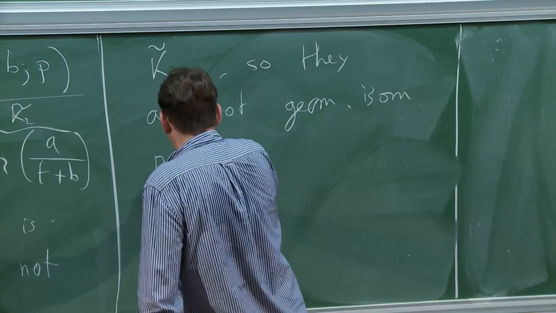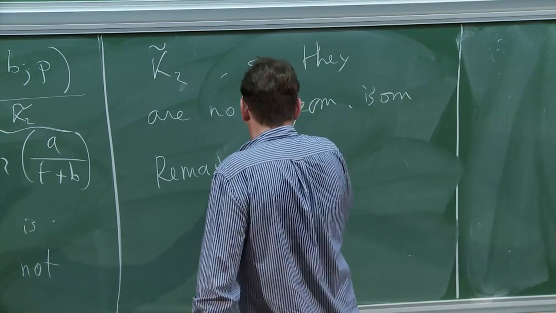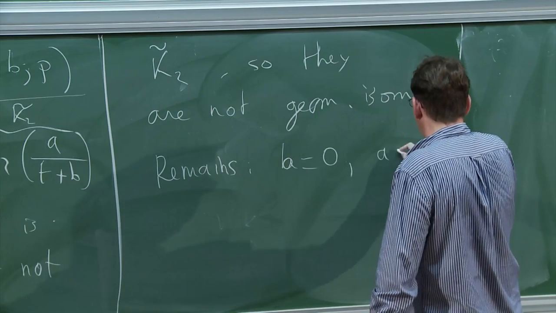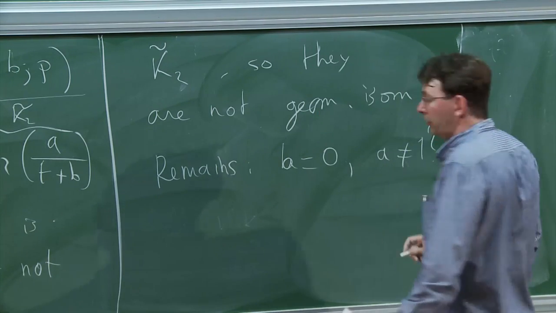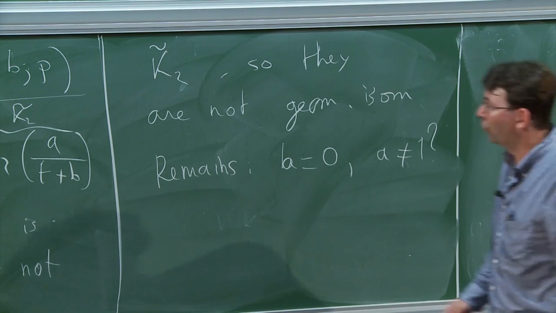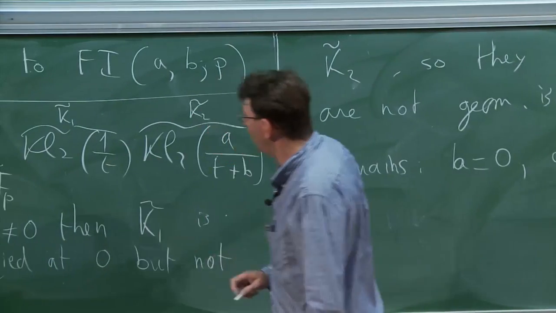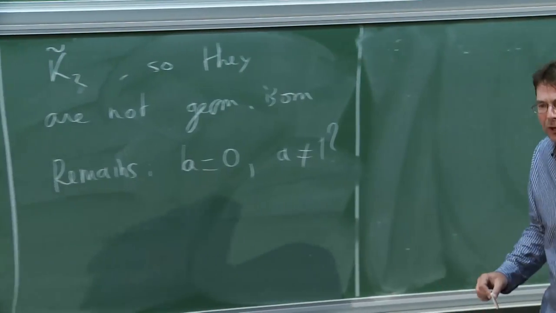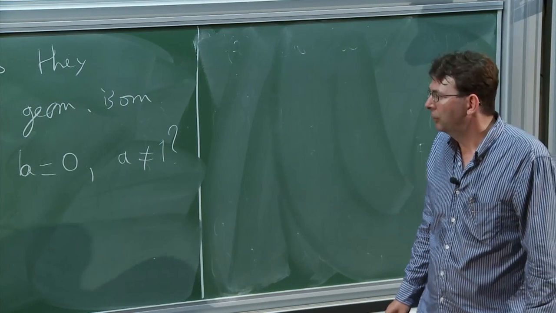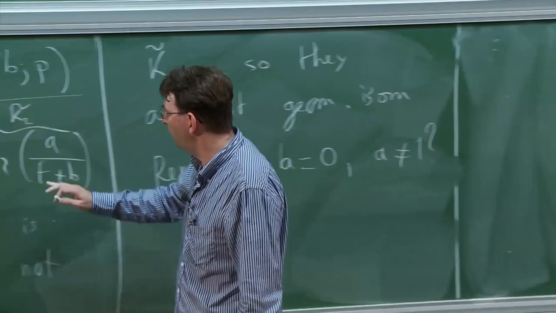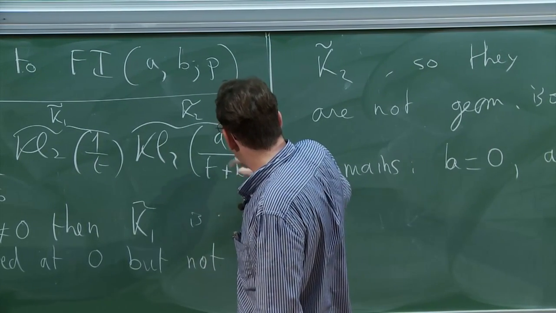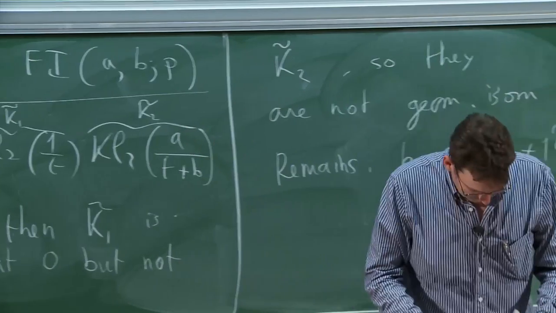So there remains the case B is equal to 0, and A different from 1, where we expect they are not geometrically isomorphic, but it's not obvious. In that case, both are ramified at 0 and infinity. Actually, I think in the paper they don't need that case. So if I remember right, for some reason, I will have to check. I think it's enough for the Friedlander-Iwaniec argument to deal with the case where B is non-zero. I don't know. I have to check that.